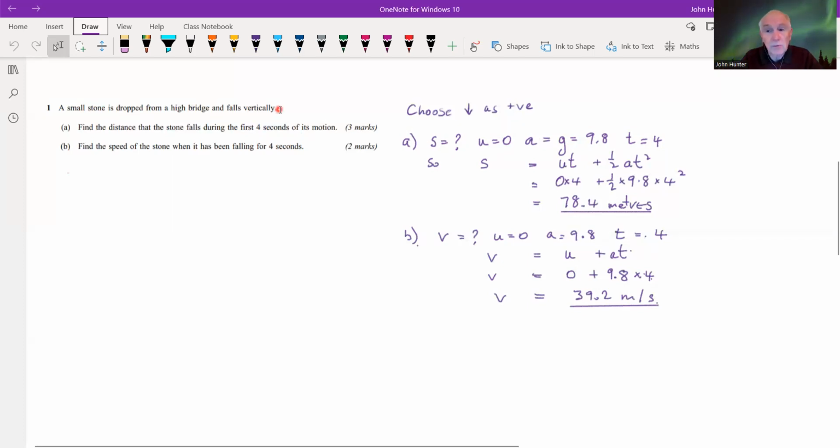Now, one of the things that crops up on all these problems is that very often we've got a condition that u equals 0, and it's not explicitly said. They don't say the initial velocity is 0, but "dropped from a high bridge and falls vertically" implies it. "From rest" is another little phrase that usually implies that the initial velocity is 0. So watch out for those, and you have to interpret them. This is one of the challenges of a lot of these mechanics problems, really, being able to turn these statements into maths notation.